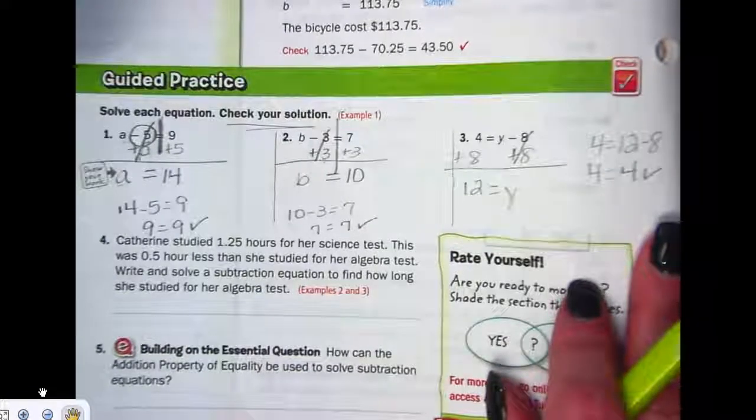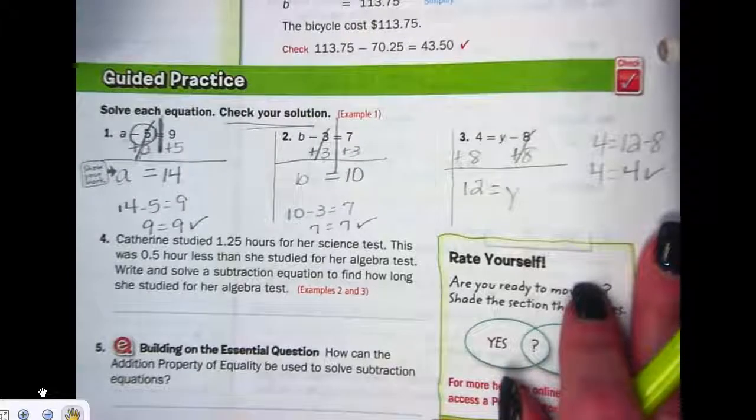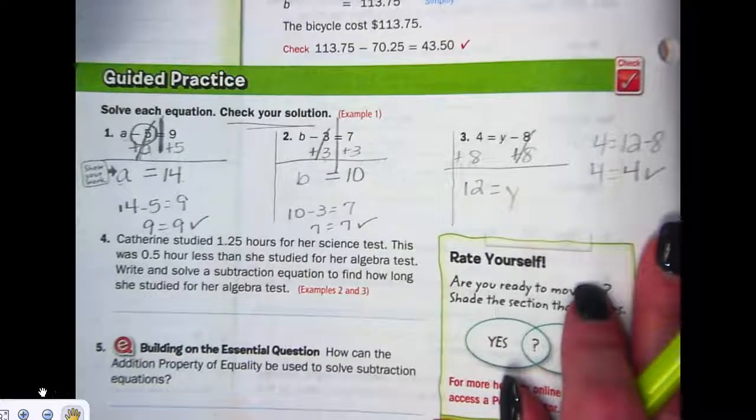All right, let's look at number 4. Catherine studied 1.25 hours for her science test. This was a half hour less than she studied for her algebra test. Write and solve a subtraction equation to find out how long she studied for her algebra test.